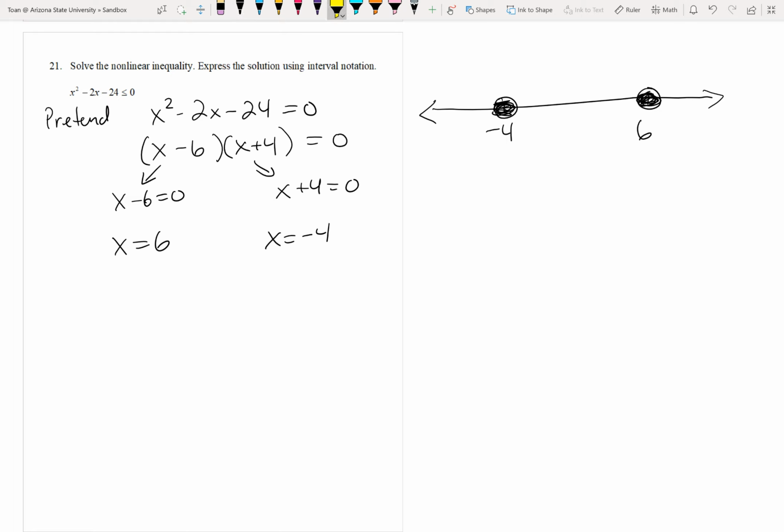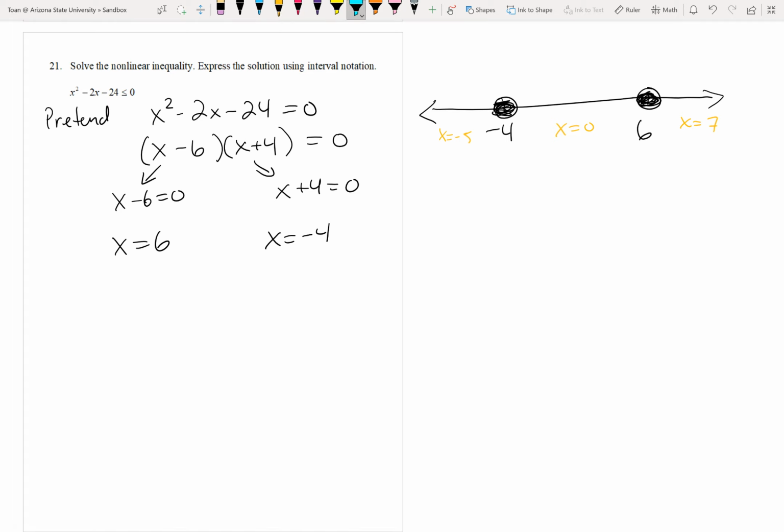And by doing this, you create 3 regions on the number line: the left region, the middle region, and the right region. What we're going to do is pick one number from each region. Say, I don't know, x equals negative 5, x equals 0 is always a popular one, and x equals 7. And what we're going to do is test these numbers into the original inequality.